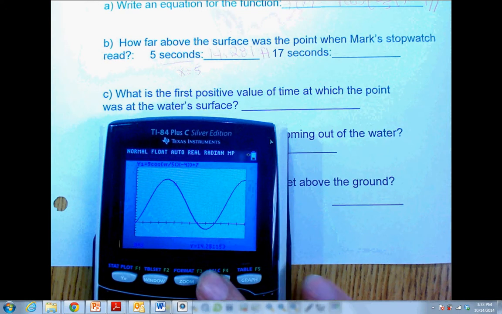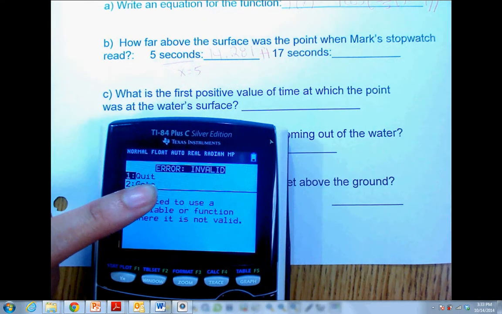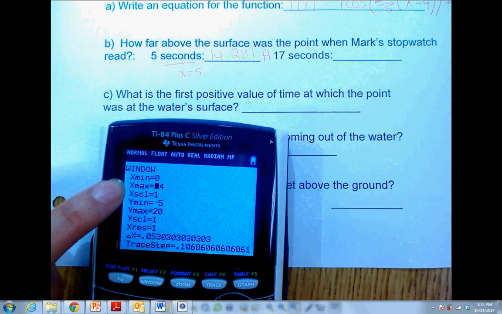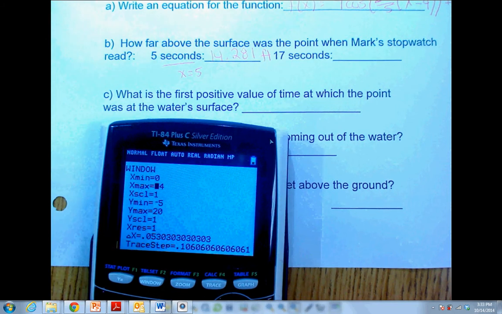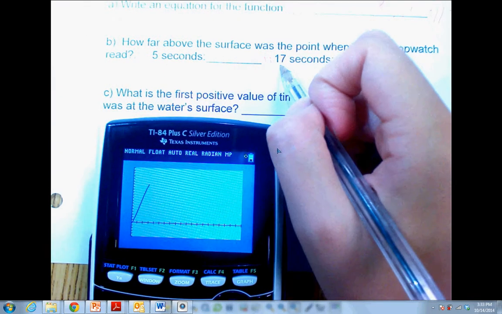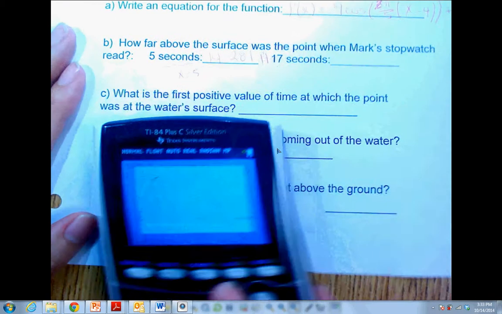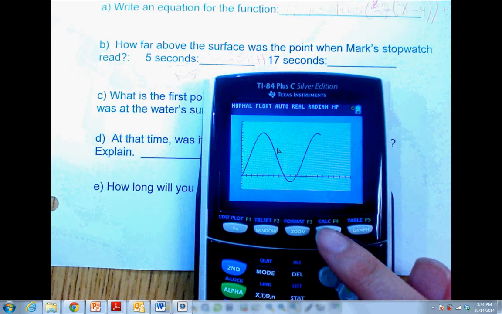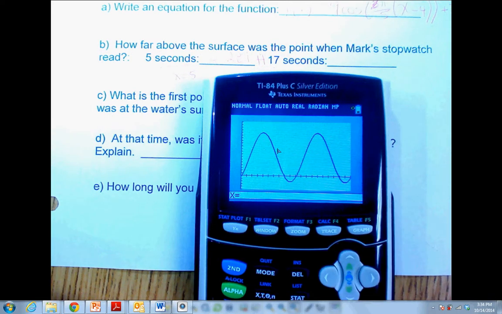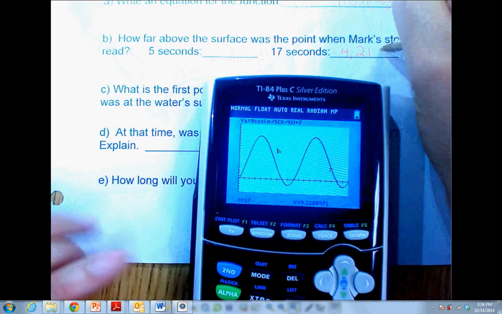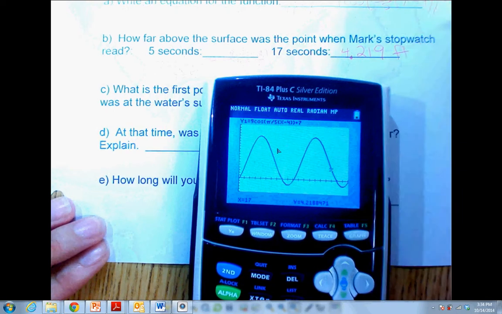For 17, when I press trace x equals 17, it's an error, which again tells us our window is not big enough. So let's go back to window. Let's change our x max to 20, just so the 17 can be included. And then once this graphs, we're again going to press trace, and 17. And that gives you a y value of 4.21. Let's round this up to a 9. Again, feet.